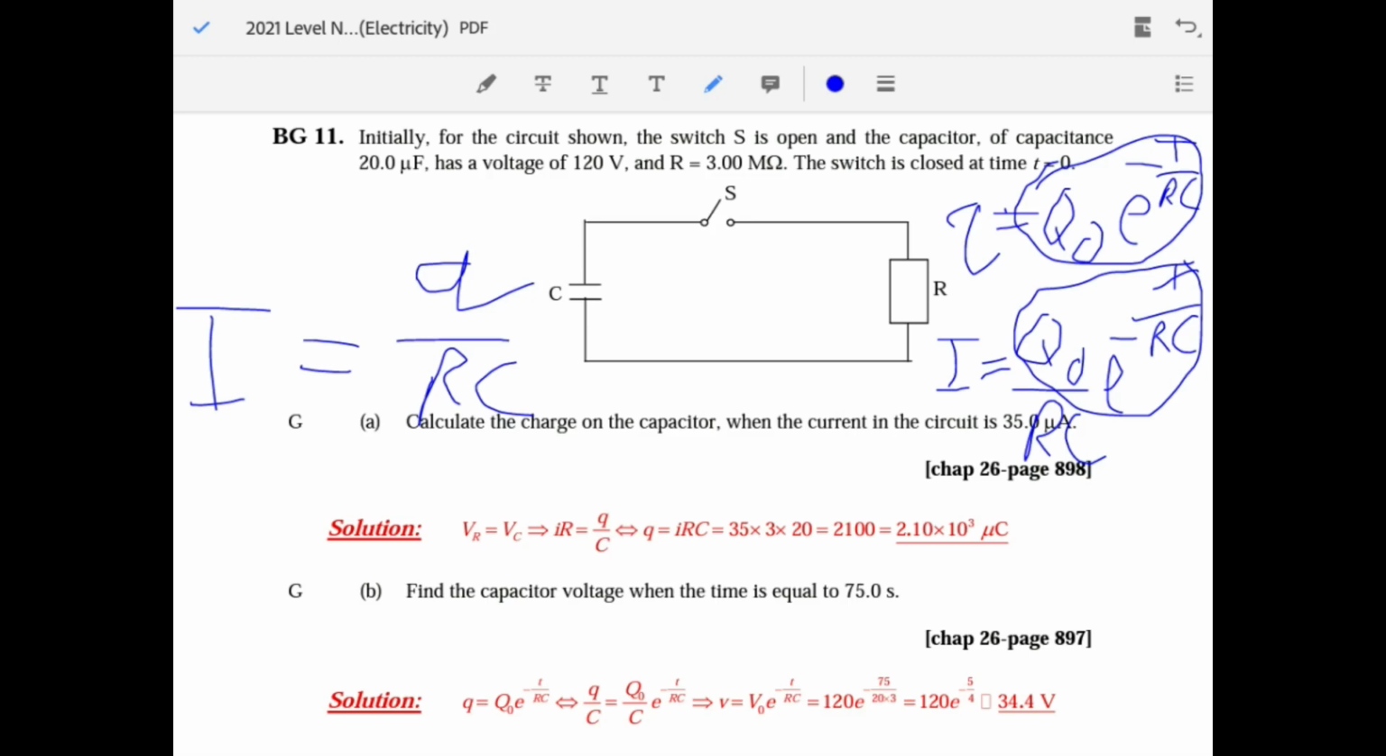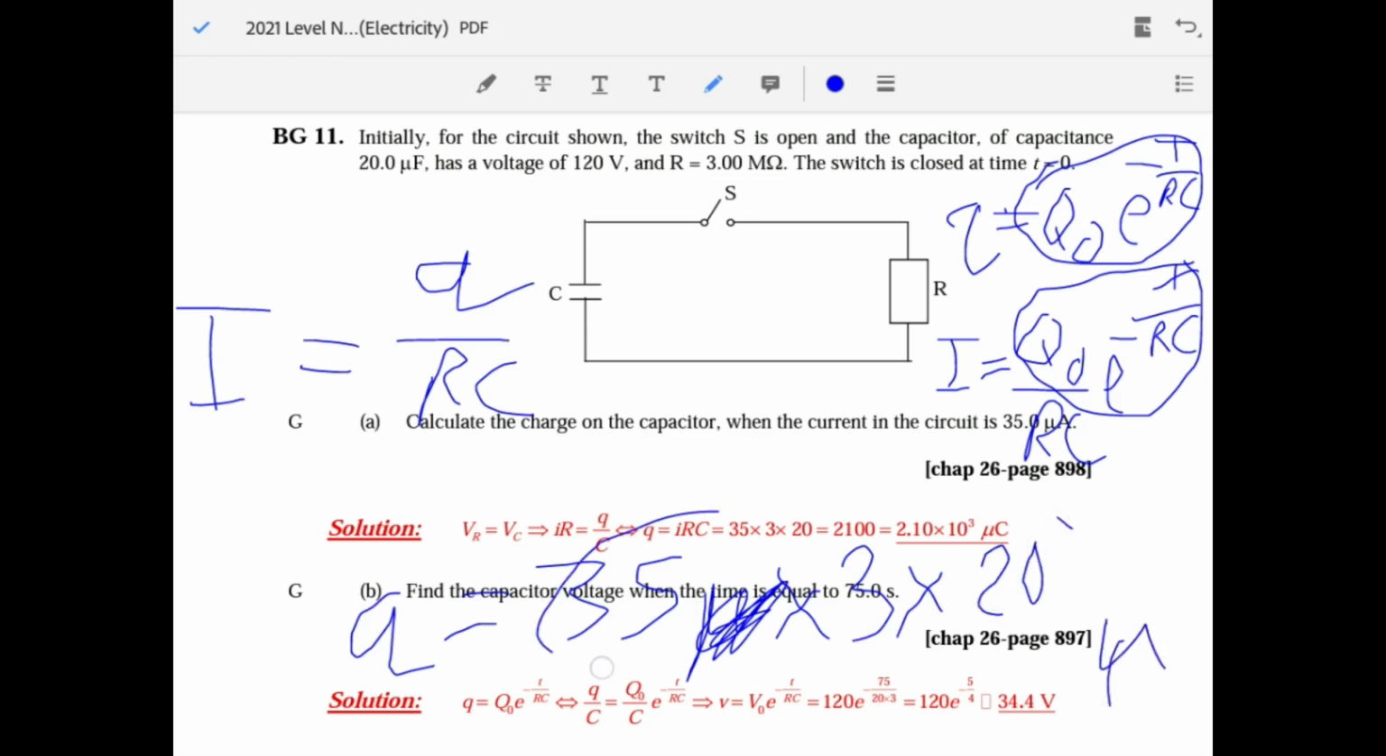Now that you did that, let's simplify the equation. When the current is 35 microamperes, Q is equal to 35 micro times R, which is 3 mega, so this cancels, times C, which is 20 micro. Now you just multiply this and then apply the micro for the unit. 20 times 3 is 60, 60 times 35 is 2100, and that is exactly what you get over there.